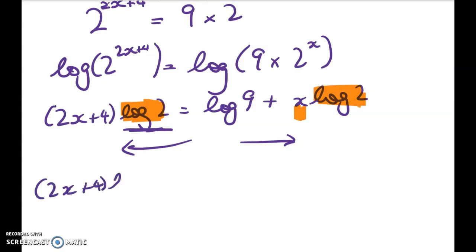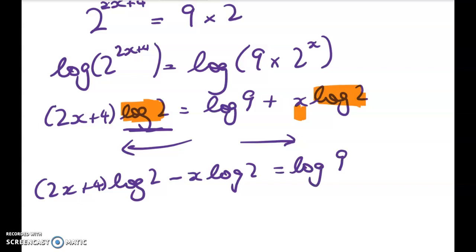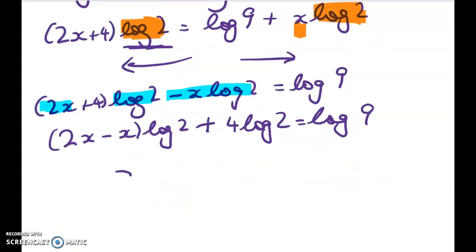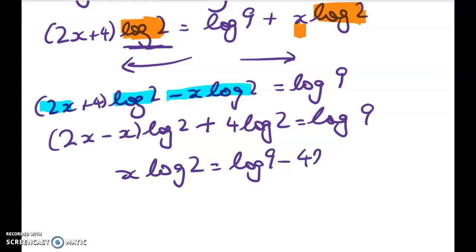2x plus 4 log 2 minus x log 2 is equal to log 9. Now my goal here is to get x equals blah, blah, blah. So we're going to have, let's see, 2x log 2 minus x log 2. Right, so that's cleaning up this bit. So 2x log 2 minus x log 2 plus 4 log 2 is equal to log 9. That gives me x log 2 is equal to log 9 minus 4 log 2.